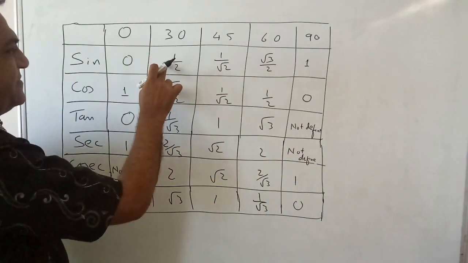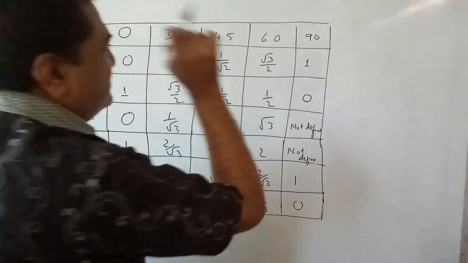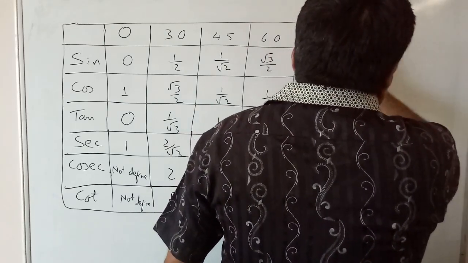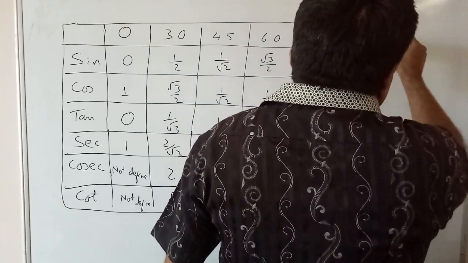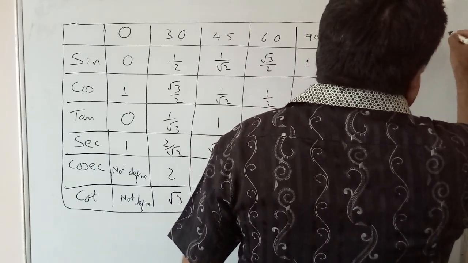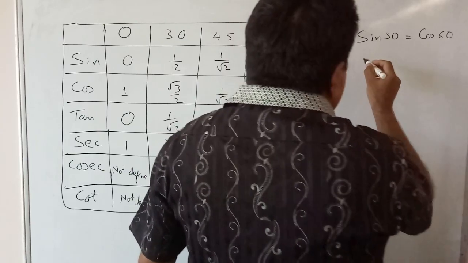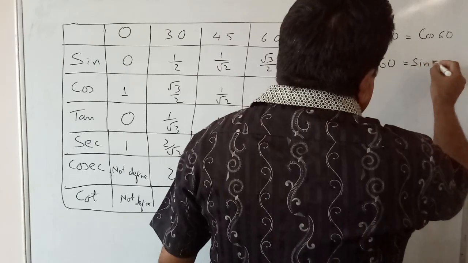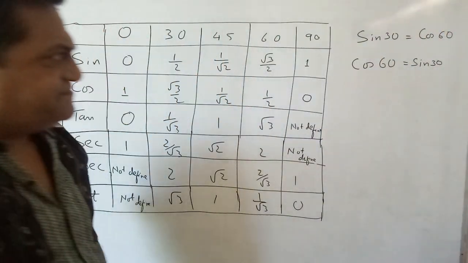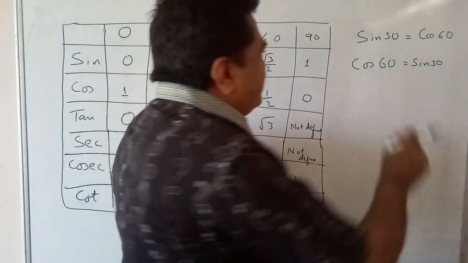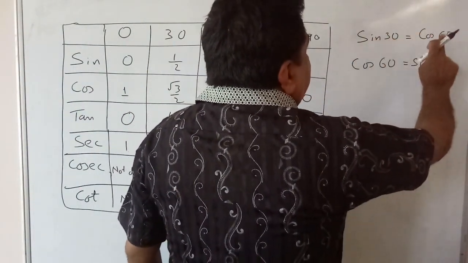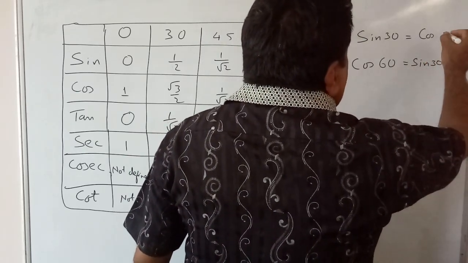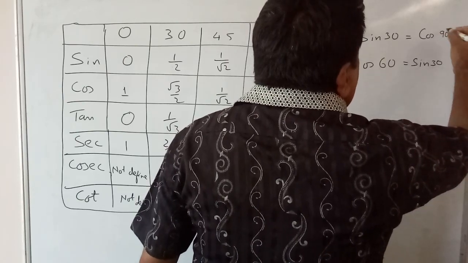Sine 30 is 1 by 2, cos 60 is 1 by 2. So what can I write? Sine 30 is equal to cos 60, or I can write cos 60 is equal to sine 30. Like this I can write. What I want to teach you is that sine 30 means cos 60. So here we can write, instead of 60, cos of 90 minus 30.